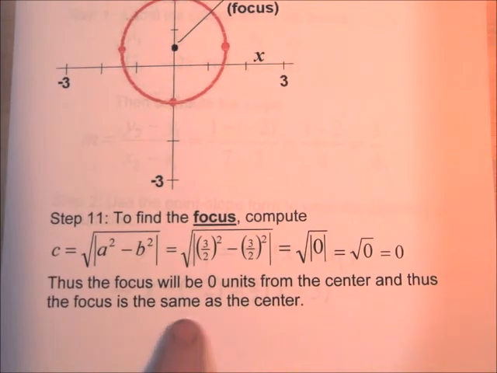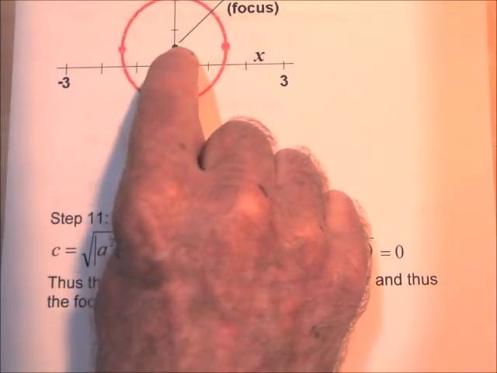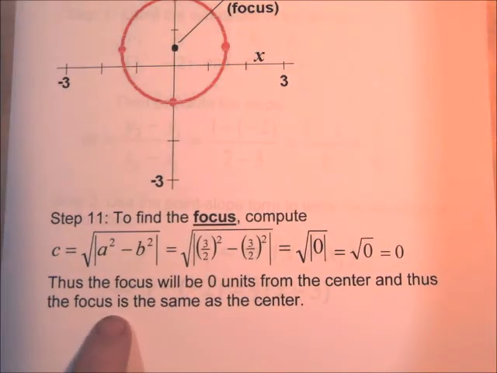So the focus will be 0 units from the center. And so if you go 0 from the center, you stay at the center. So for a circle, the focus is actually the same as the center. And that concludes this presentation.